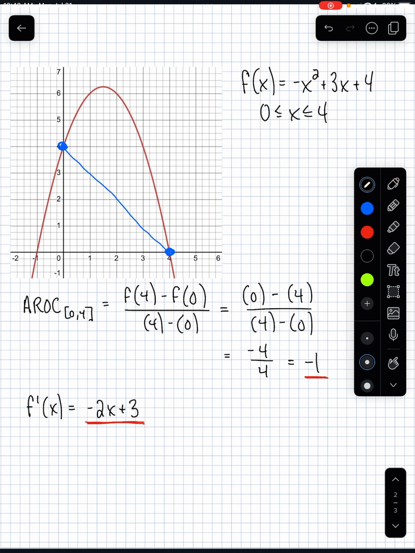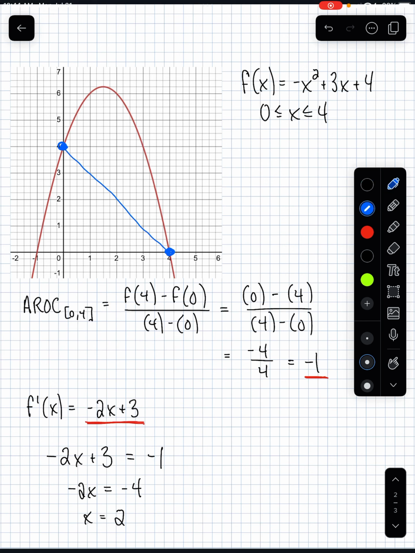So our job now is to set the two things equal to each other and say, well, when does it happen? What is the x value where the derivative is actually equal to the average rate of change? And again, this is easy enough to solve. We subtract 3 from both sides, and then divide both sides by negative 2, and we get x equals 2.